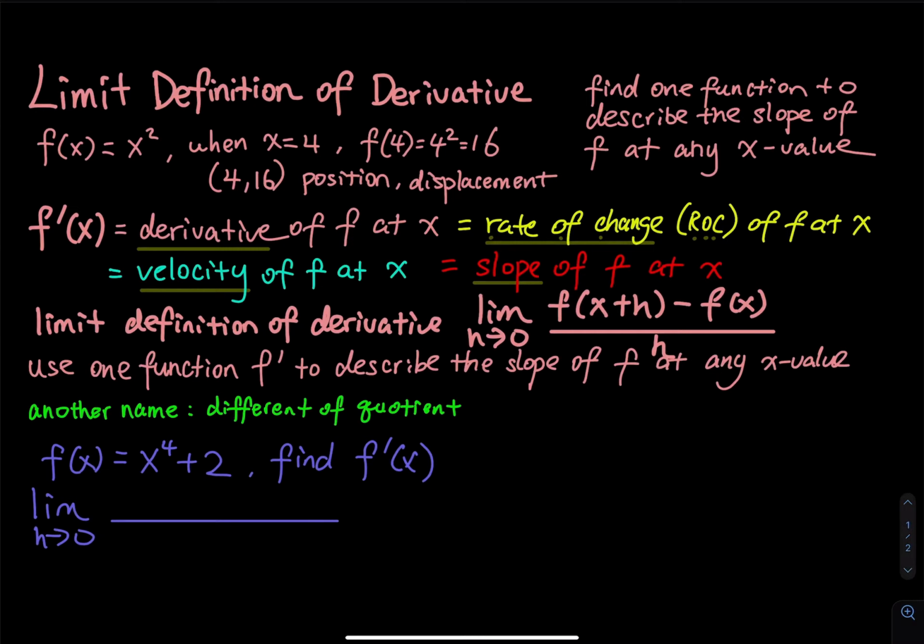Limit definition of derivative. We have a function f of x equals x squared. When x is equal to 4, you plug in 4 for x. 4 squared is equal to 16. So (4, 16) is a point on the curve. You can call this a position, or the x squared, you can call this a displacement function.